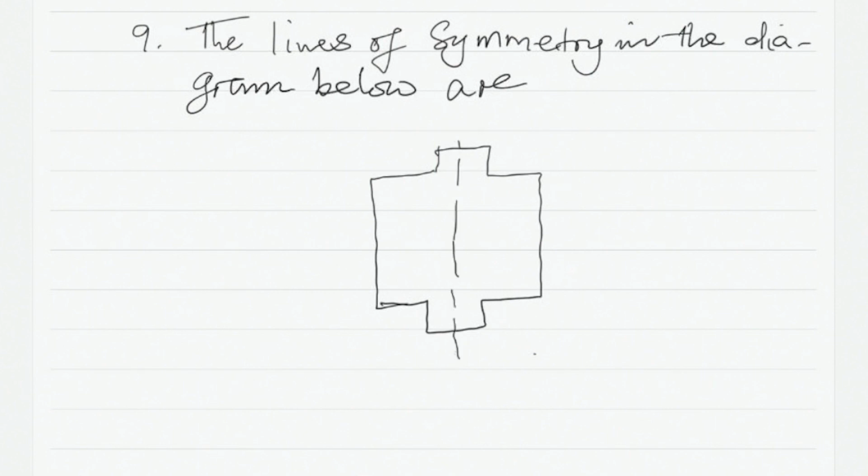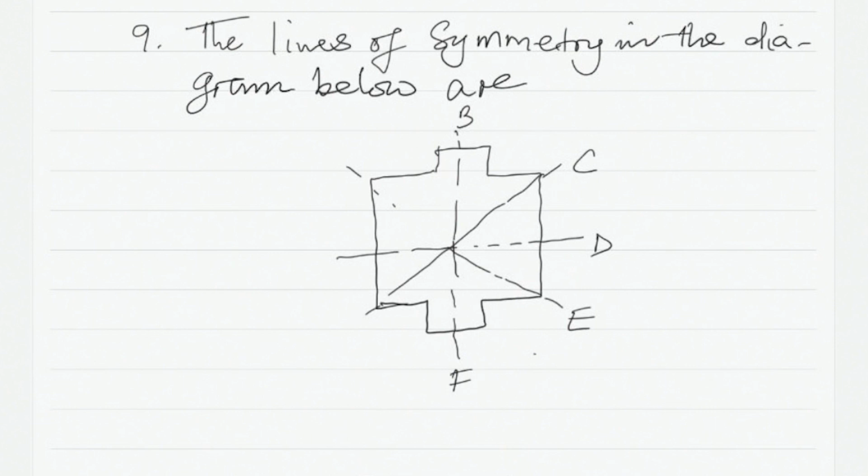Now, this figure we have been given is showing these lines here. The lines are B there, C, D, E, F, G, H, and A.